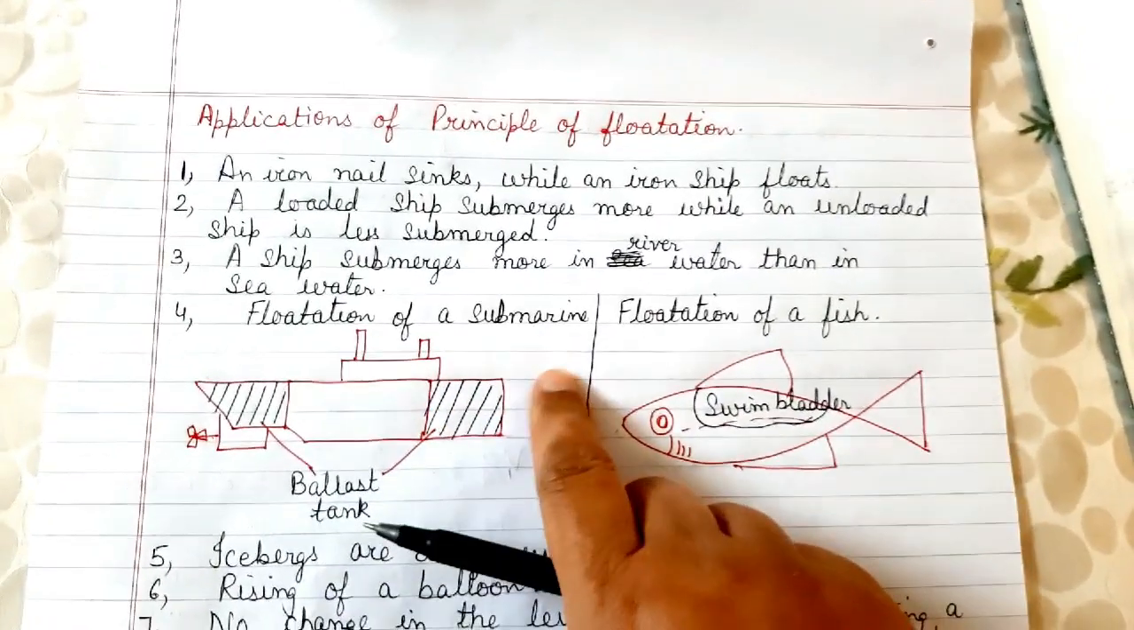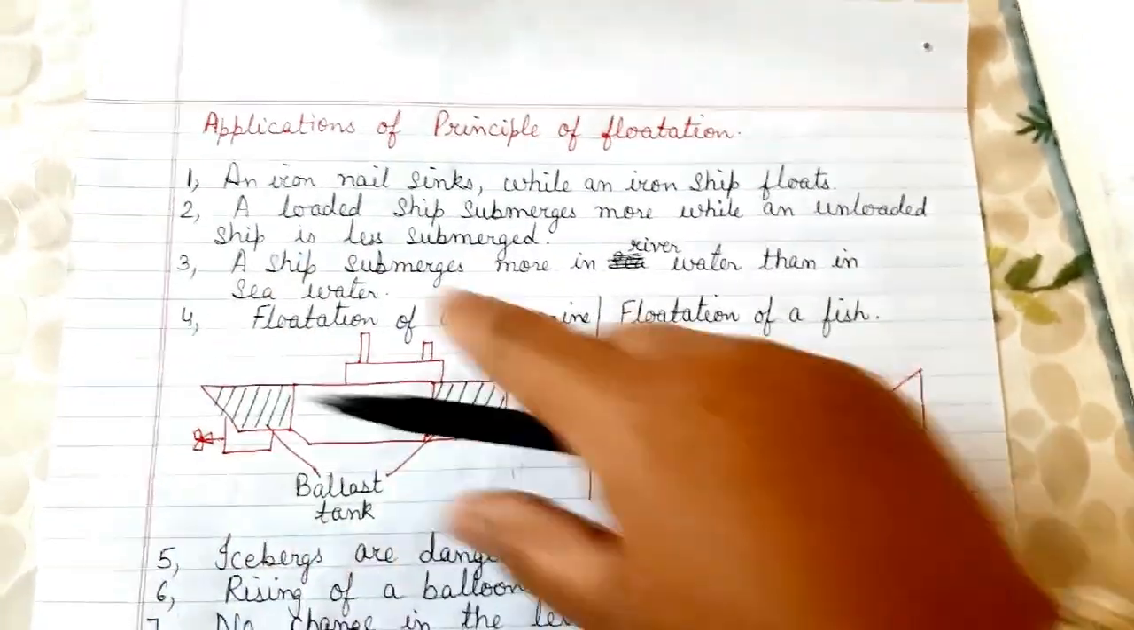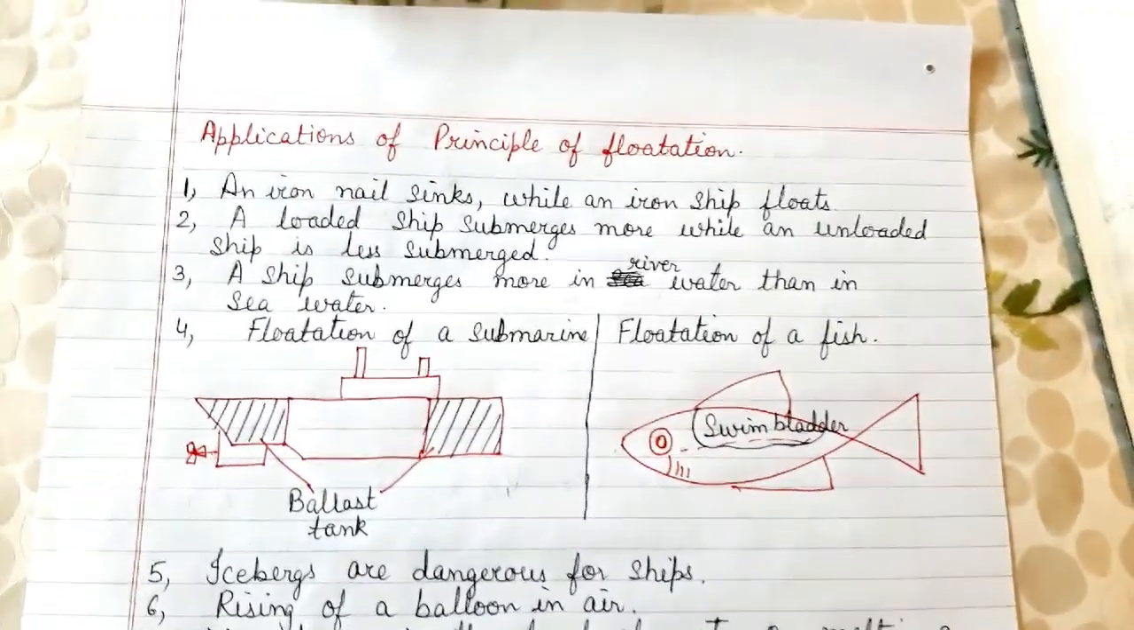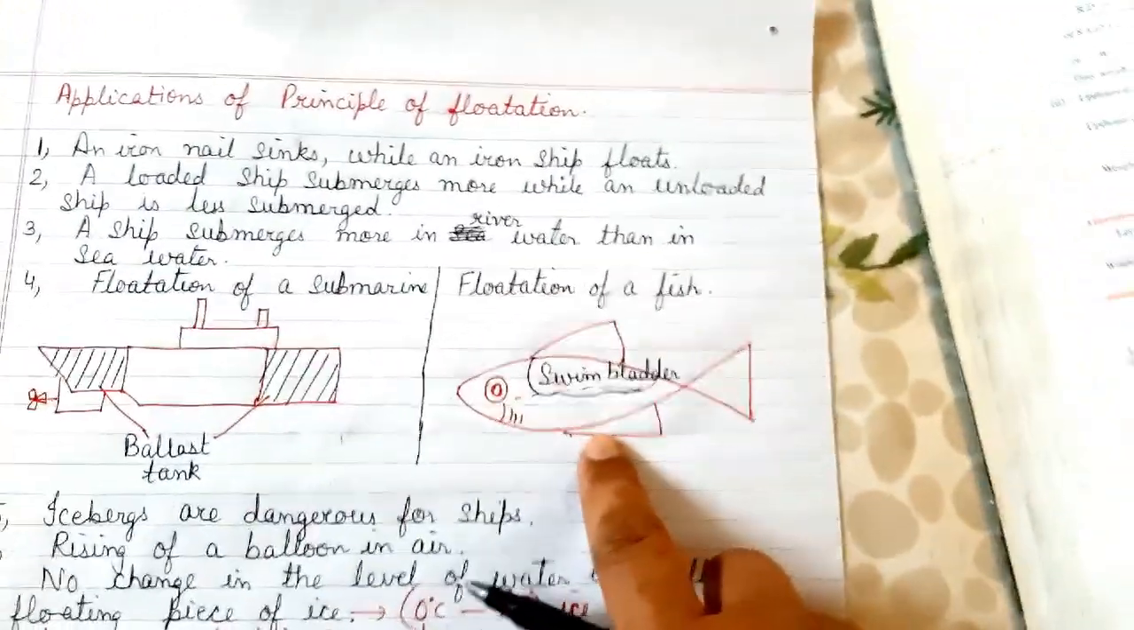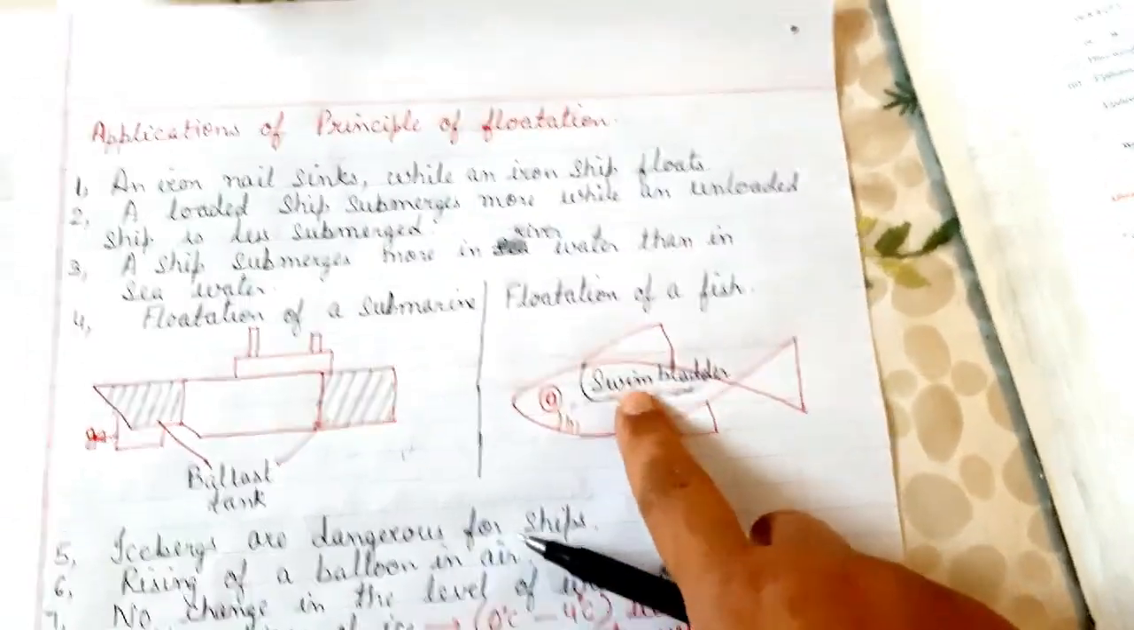And when it empties the ballast tanks, the average density of the submarine reduces, due to which it rises up. Now look at the fish. The same thing happens. It has a swim bladder.